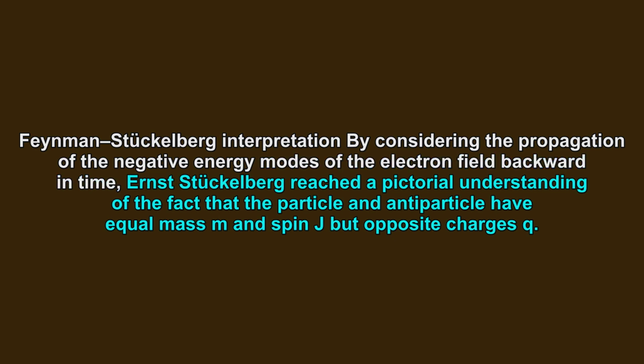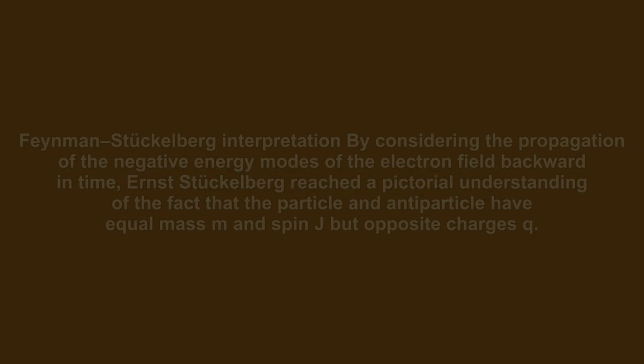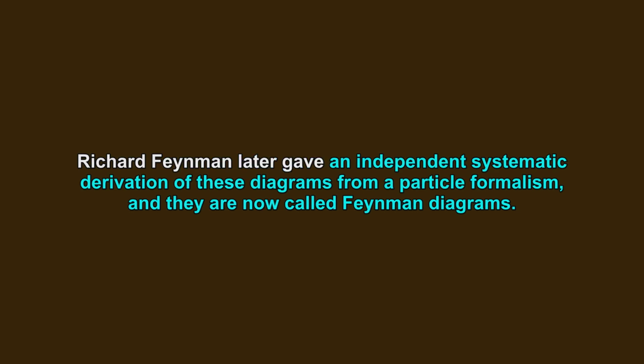Feynman–Stueckelberg interpretation. By considering the propagation of the negative energy modes of the electron field backward in time, Ernst Stueckelberg reached a pictorial understanding of the fact that the particle and antiparticle have equal mass m and spin j, but opposite charges q. This allowed him to rewrite perturbation theory precisely in the form of diagrams. Richard Feynman later gave an independent, systematic derivation of these diagrams from a particle formalism, and they are now called Feynman diagrams.